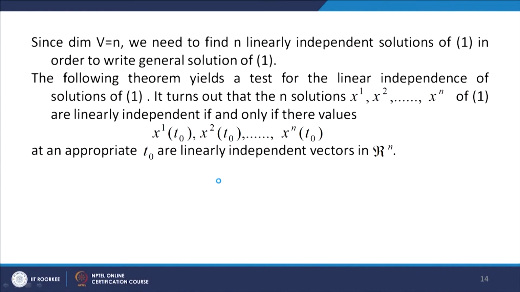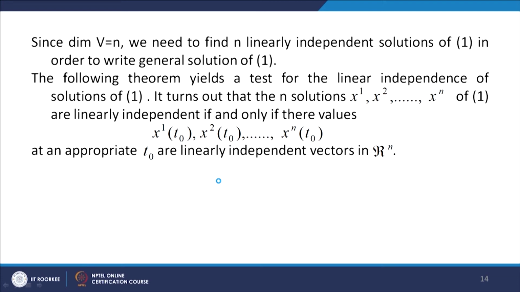that theorem. Here we have said that since the dimension of B is equal to n, we need to find n linearly independent solutions of the system 1, that is x dot equal to Ax, in order to write the general solution of the equation x dot equal to Ax. So, the following theorem yields us a test for the linear independence of solutions of 1. It turns out that the n solutions x1, x2, xn of 1 are linearly independent if and only if their values x1 at t naught, x2 at t naught and xn at t naught at an appropriate t naught are linearly independent vectors in Rn.